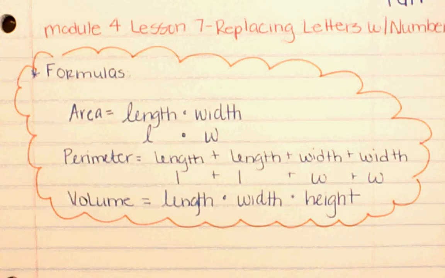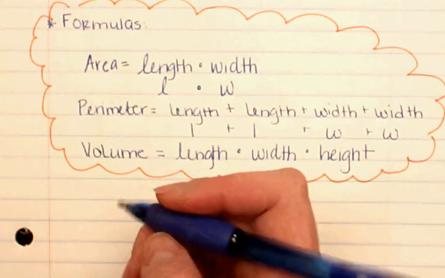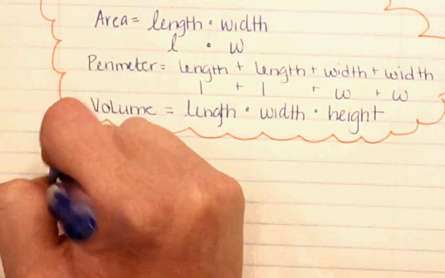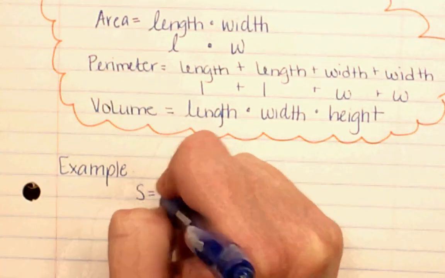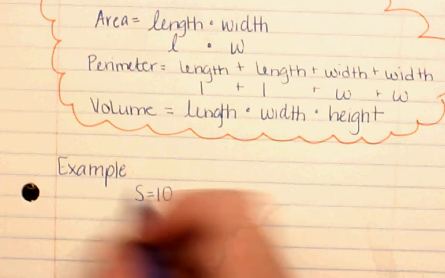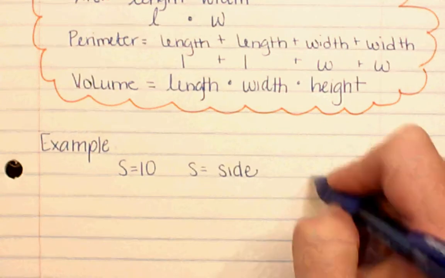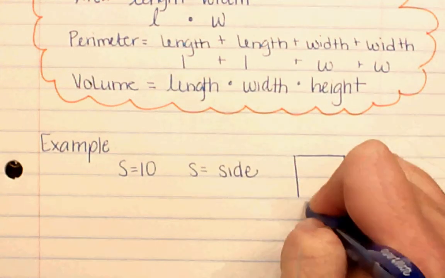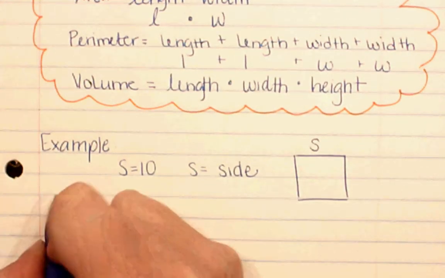Okay, let me find you an example to work through this. Okay, let's find the area of a shape. So let's write example. And we're going to say S equals 10. S is the same as side. So we draw the shape. It's going to be a square with S here. And we're going to solve for the area.